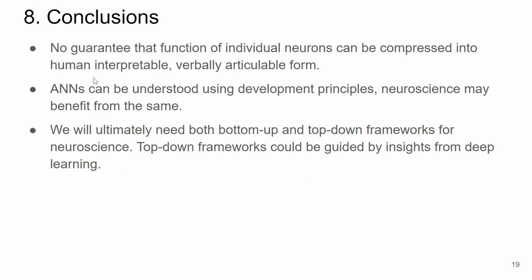And they conclude saying that there is no guarantee that the function of individual neurons can be compressed into a human interpretable, articulable, human-centric story form. And artificial neural networks are understood by using development principles, and maybe neuroscience can also benefit from the same. And they say ultimately people need both bottom-up and top-down frameworks to understand the brain better, and they say the top-down framework could be guided well by insights from deep learning.